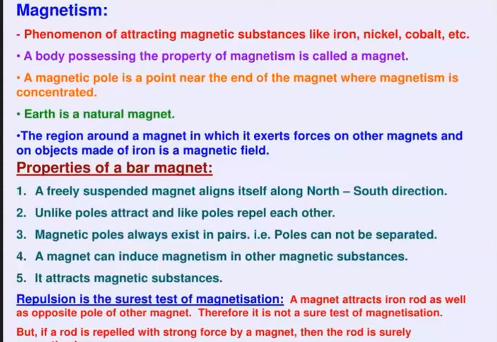Now, a magnet has two poles. So first of all, we have to discuss what a magnetic pole is. The pole of a magnet is defined as the point inside a magnet, just inside a magnet, where the impact of magnetism is maximum. This is called a pole. So there are two kinds of poles associated with a magnet.